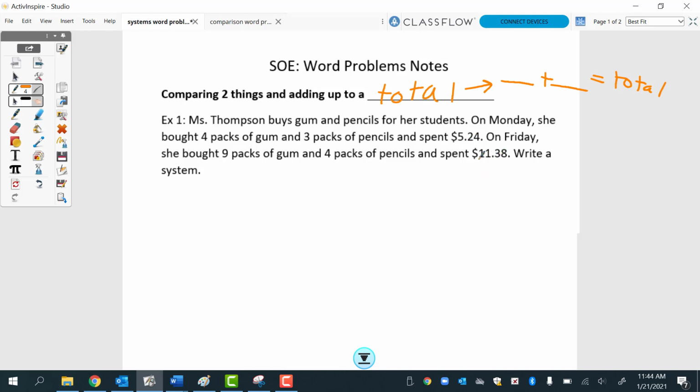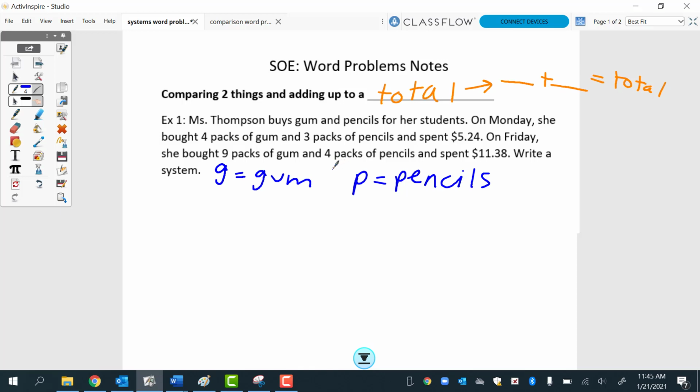Write a system. Usually in our questions, we have an X and a Y, but now we can use whatever letters we want. Sometimes we use X and Y, sometimes we use other letters, and sometimes they're going to tell us specifically what they want the letters to represent. But in our system, we're talking about gum and pencils, so we're going to use G for gum and P for pencils.